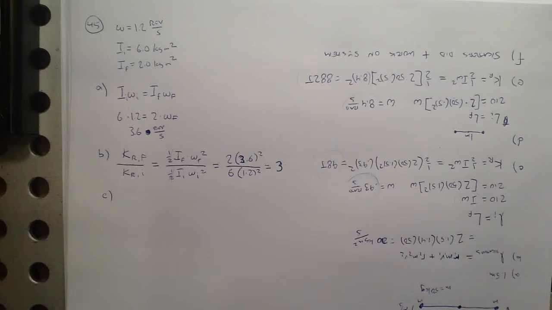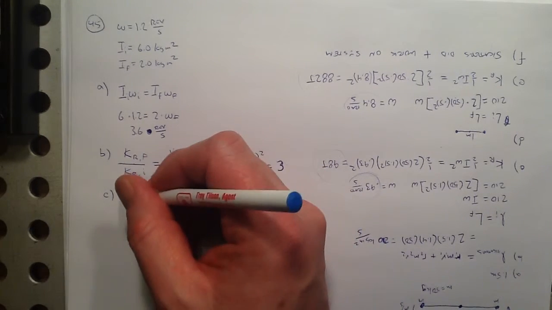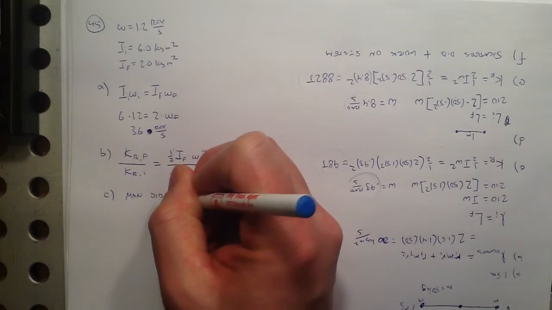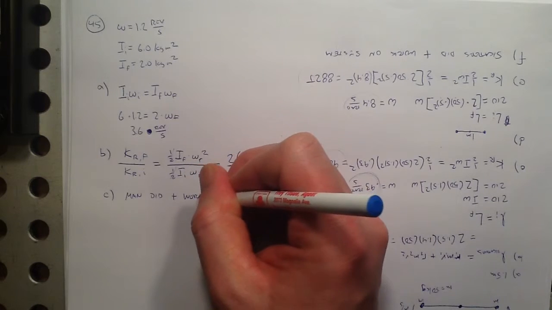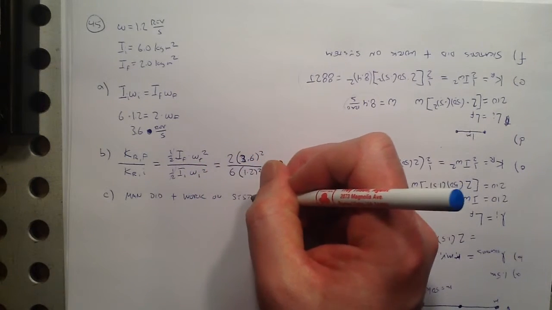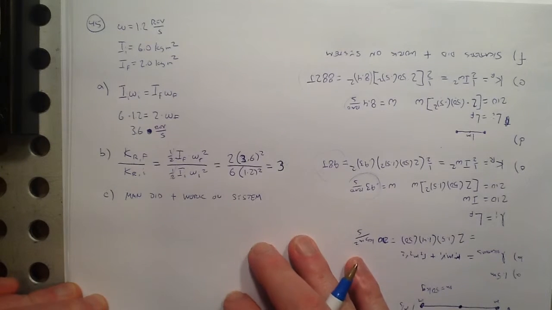What source provided the added energy? It was the internal energy of the man, right? The man did positive work on the system. He couldn't move those bricks in toward the center for free. That required energy to do that. So that did positive work on the system.